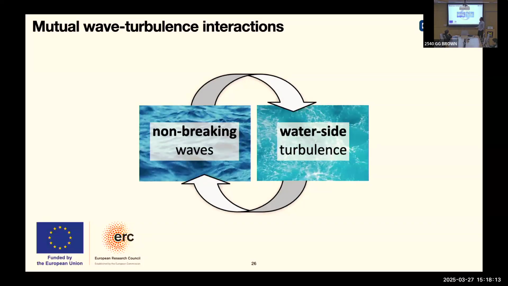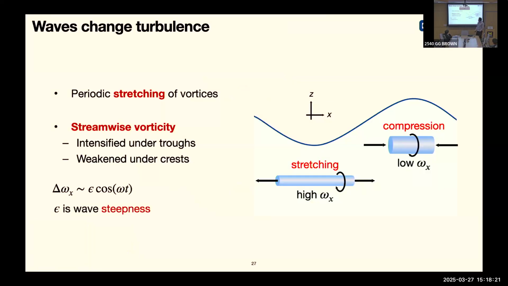So here, what we're going to primarily look at is how non-breaking waves influence turbulence and how turbulence influences non-breaking waves. Some background for people that aren't super familiar with this space already is that if we have a wave, then we expect periodic stretching of the streamwise vorticity, where in the peak, you expect compression of the streamwise vorticity, and in the trough, you expect higher streamwise vorticity. So we're stretching out the vortices. And this should be a function of the steepness of this wave.